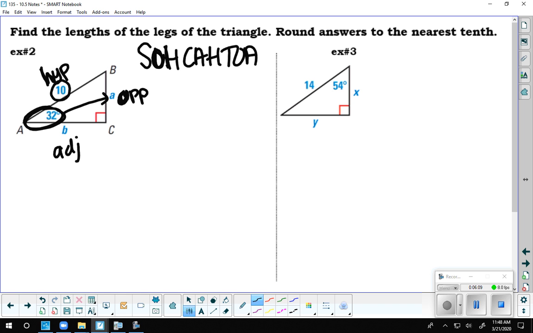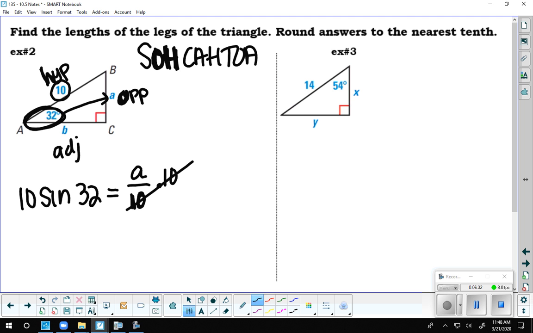So opposite and hypotenuse is the sine trig ratio. So the sine of my 32-degree angle equals the opposite side, which is A, over the hypotenuse, which is 10. Again, we're trying to find A, so we had to know this side, which is 10. So now to get A by itself, we need to get rid of the 10 in the denominator, which means I need to multiply both sides by 10.